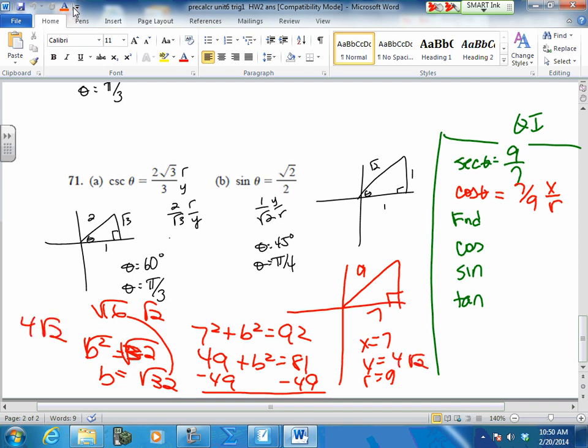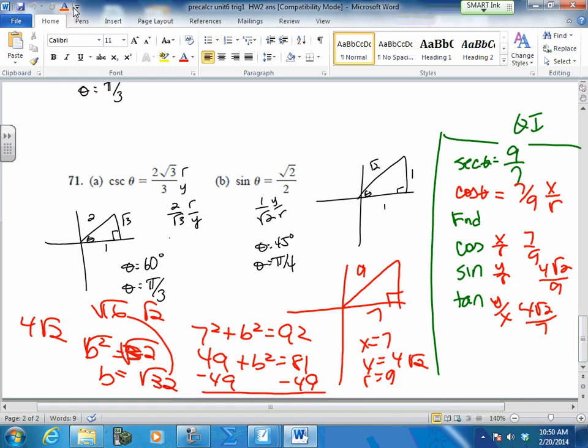Now, cosine. Cosine x over r. We already found your cosine right here. Your sine, y over r. 4 radical 2 over 9. Can this be reduced at all? No. Tangent, y over x. Can this be reduced? No. There's your pieces. How hard was that? Not at all.